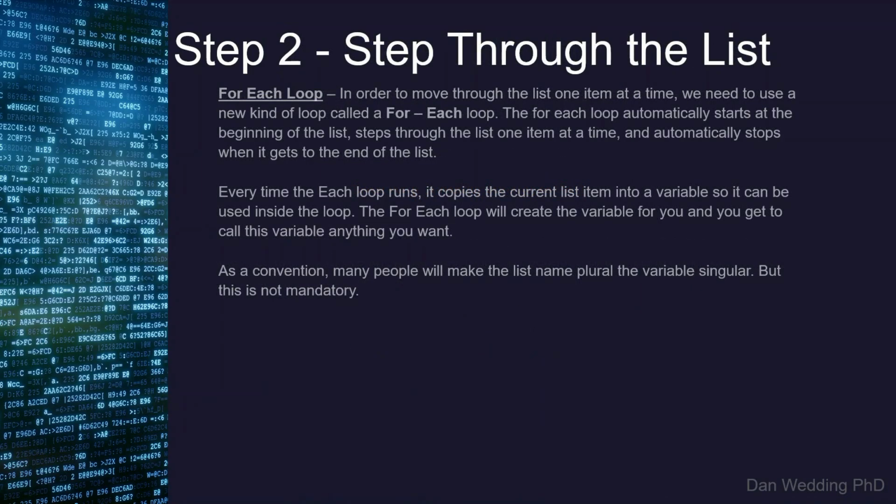In order to move through the list one item at a time, we need to use a new kind of loop called a for each loop. The for each loop automatically starts at the beginning of the list, steps through the list one item at a time, and automatically stops when it gets to the end of the list. Every time the loop runs, it copies the current list item into a variable so it can be used inside the loop. The for each loop will create the variable for you, and you get to call this variable anything you want. As a convention, many people will make the list name plural and the variable singular, but this is not mandatory.